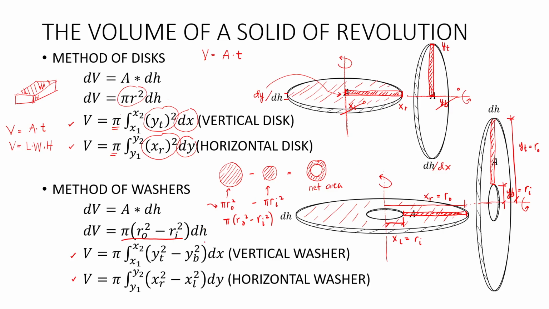So r outer for a vertical washer will be y top squared, and the inner radius will be y bottom squared. For a horizontal washer, x right will be the outer radius, so x right squared minus the inner radius x left squared. So that's how the formulas were derived for these two methods, the method of disk and the method of washer.